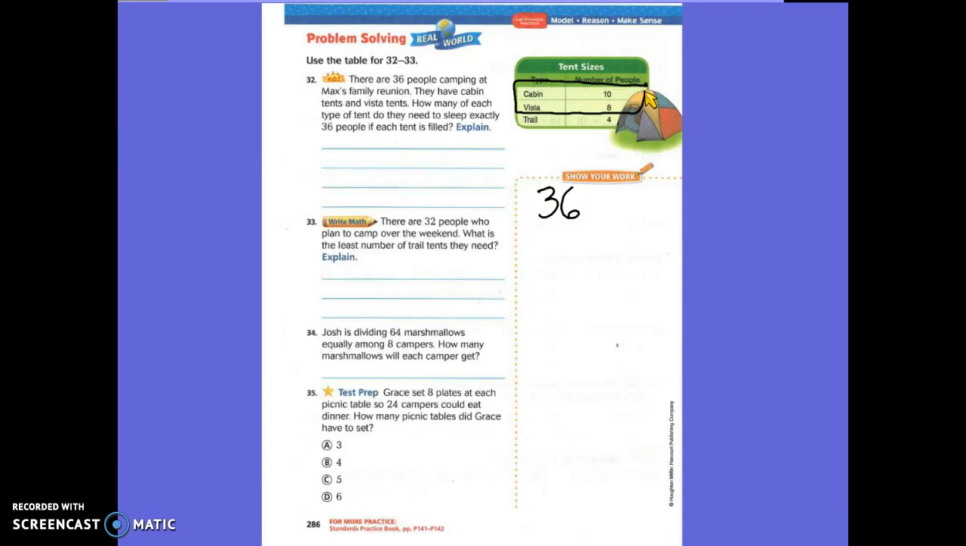Okay, cabin tents can hold 10 people. Vista tents can hold 8. Now we can't go over. We had to have all the tents filled. So what do you think, guys? How many cabin tents and how many vista tents have they filled? We had to make 36.